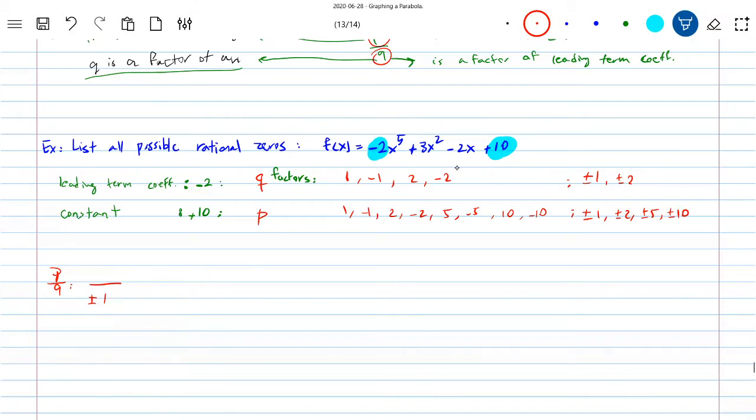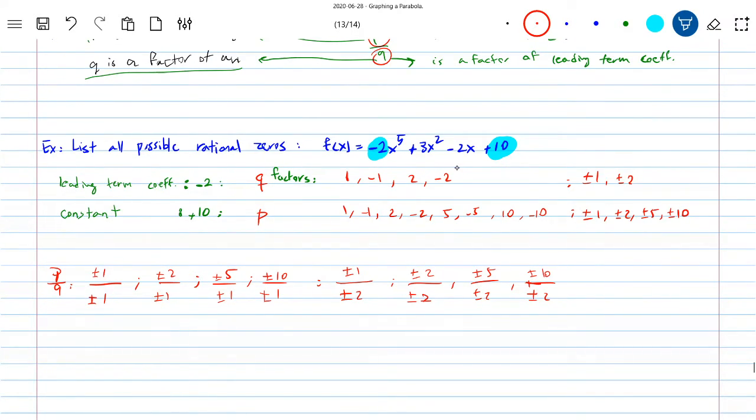Then the numerator could be plus minus 1, plus minus 2, plus minus 5, plus minus 10, all divided by plus minus 1. This is one of the sets of factors. The other set is if the denominator was 2, then you get plus minus 2. And what would be the numerator? The numerator could be plus minus 1, plus minus 2, plus minus 5, and plus minus 10.